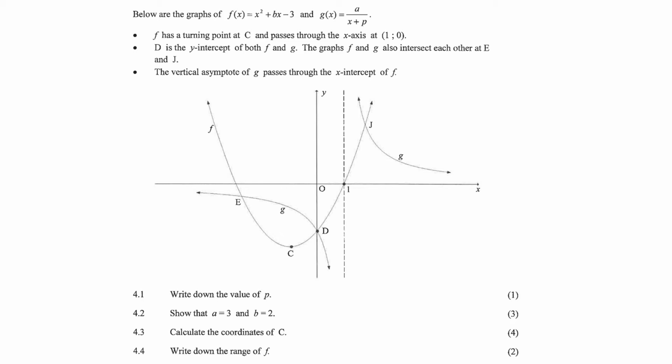Okay, 4.2, we should show that A is equal to 3 and B is equal to 2. So we have A equal to 3 and B equal to 2. So we should show if that is so. So how do we show that?